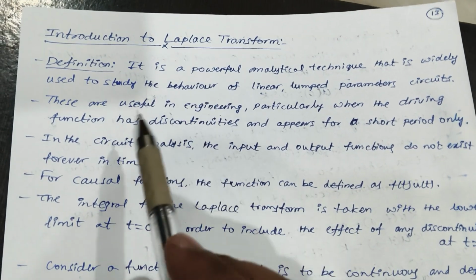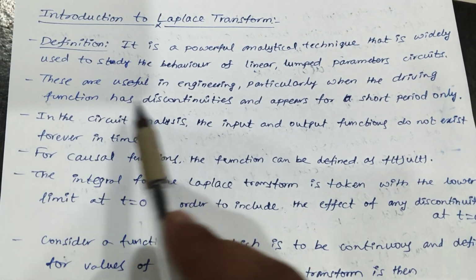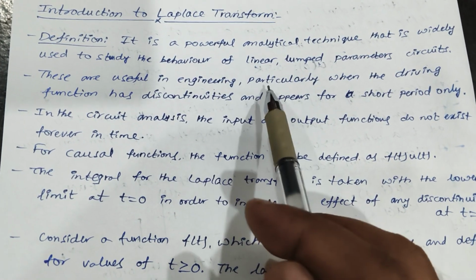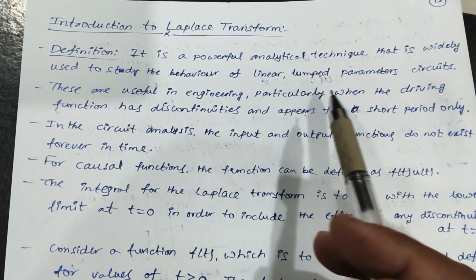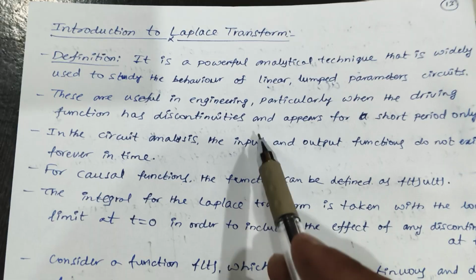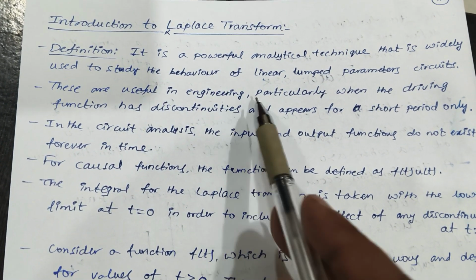Network analysis. So these are useful in engineering, particularly when the driving function has discontinuities and appears for a short period of time. That is nothing but transient, right? Whenever the switch is closed or opened, there is a discontinuity in the current or whatever response we get. So for that it is useful.